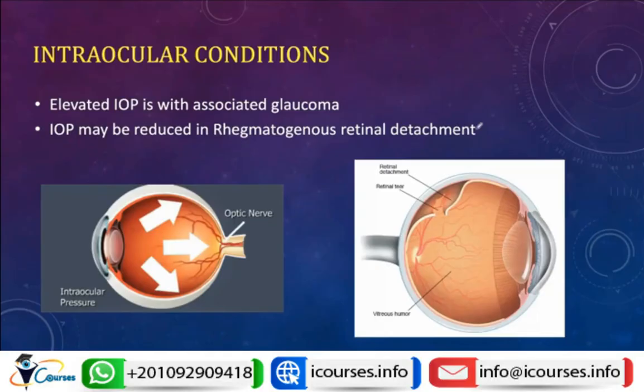Some intraocular conditions may influence the intraocular pressure, such as retinal detachment. So if there is a rhegmatogenous retinal detachment with a break and subretinal fluid that will pass under the retina, this will cause a decrease of the intraocular pressure. So if there is glaucoma, this will cause elevation of the intraocular pressure, but if there is rhegmatogenous retinal detachment, then the intraocular pressure may be decreased.